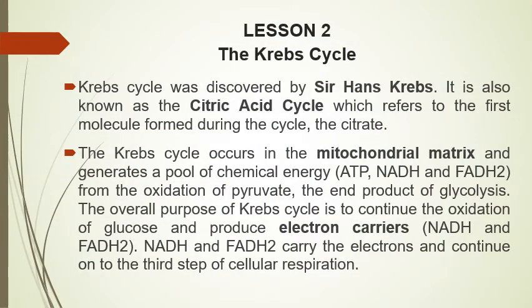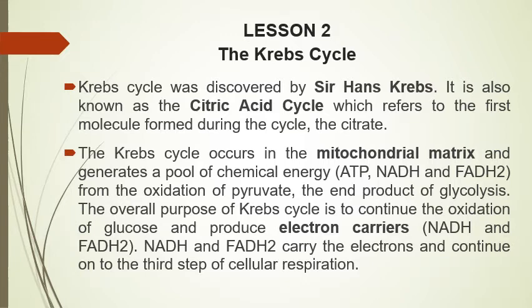Lesson 2, the Krebs cycle. The Krebs cycle was discovered by Sir Hans Krebs. It is also known as the citric acid cycle, which refers to the first molecule formed during the cycle, the citrate. The Krebs cycle occurs in the mitochondrial matrix and generates a pool of chemical energy, ATP, NADH, and FADH2, from the oxidation of pyruvate, the end product of glycolysis.